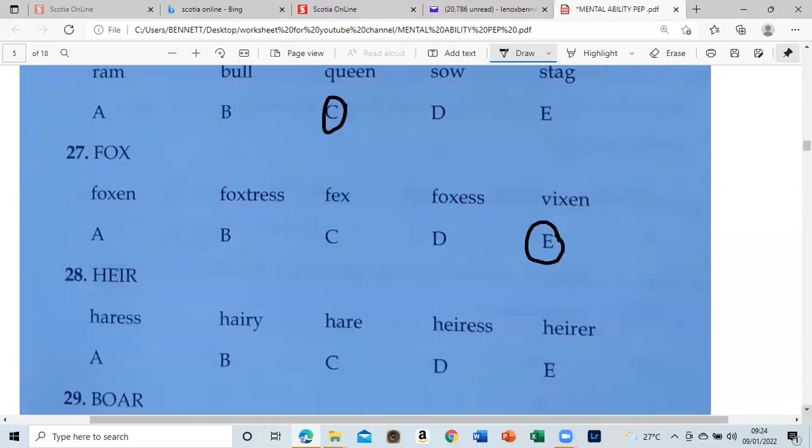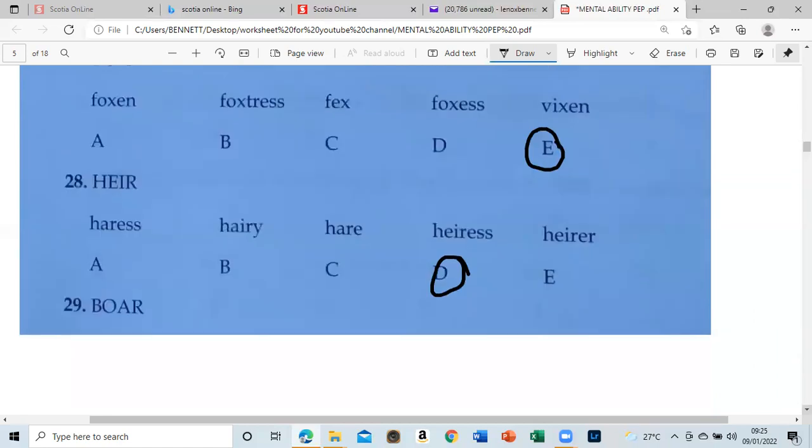All right, let's move on to 28 now. We're going on fine, guys. Heir. Is it hairs, hairy, hair, heirs, or is it hairier? And number 28 is heirs. That is D. Guys, you have to look for the spelling very carefully.